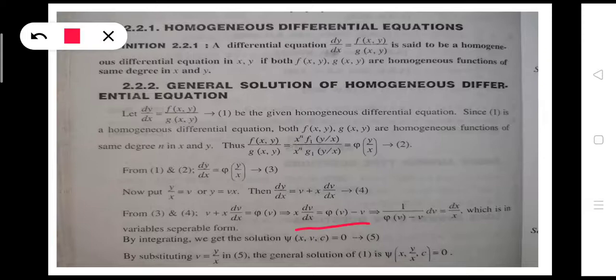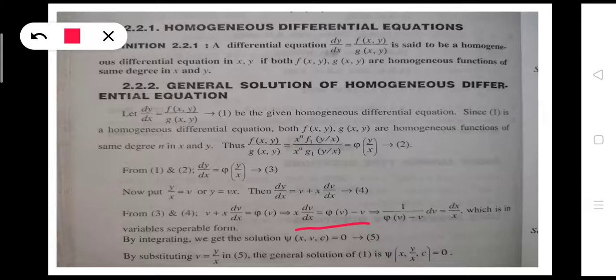This is also written as 1 by phi of v minus v into dv. Here we are separating the v terms on one side and the x terms on the other side. That's why we can write it as 1 by phi of v minus v into dv is equal to dx by x, which is in variable separable form. Here v terms are on one side and x terms are on the other side.